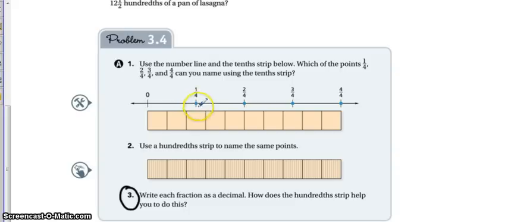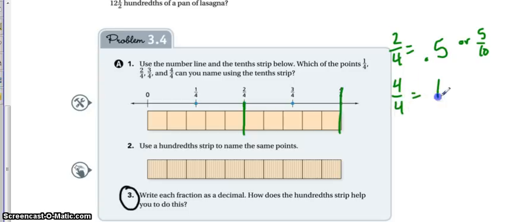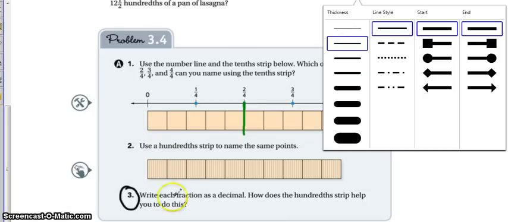Well, if we use the number line, we don't have anything here for 1/4. We do have 2/4 that lines up with a tenth. So the fraction 2/4 would be equal to 5/10ths. And then we would have 4/4 down here that would be equal to 1.0 or 10/10ths or 1.